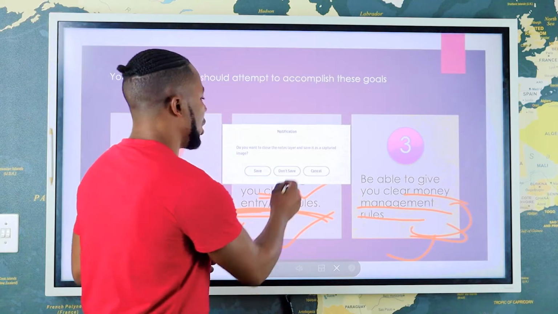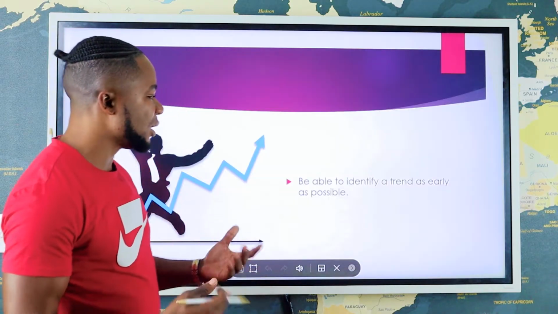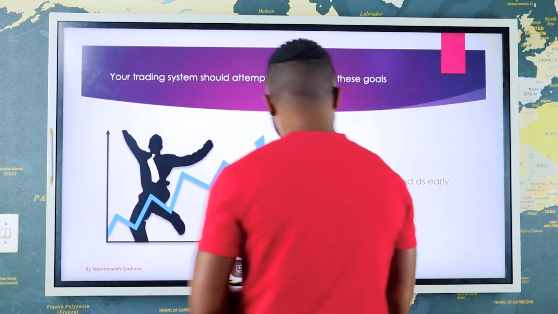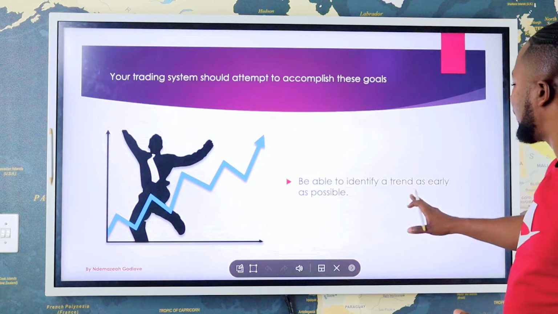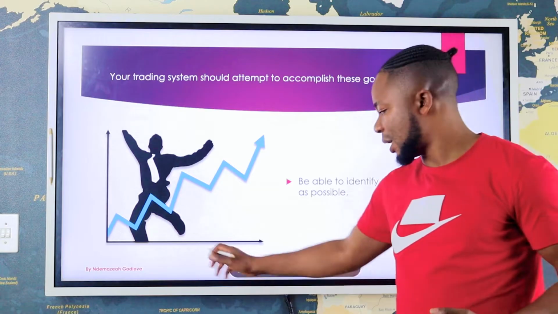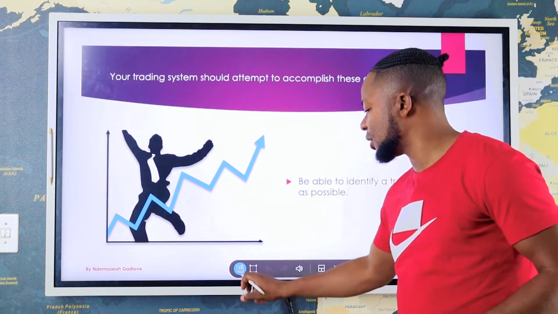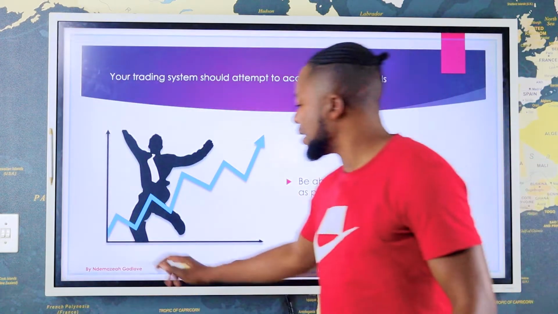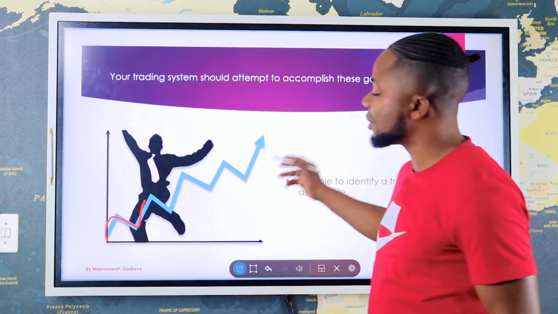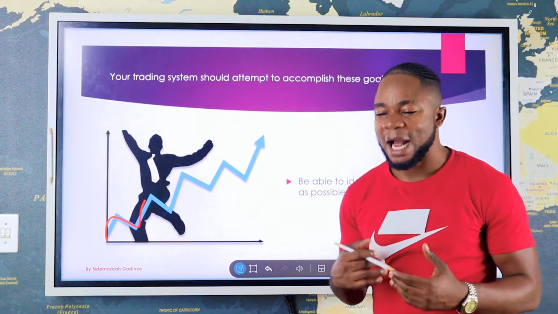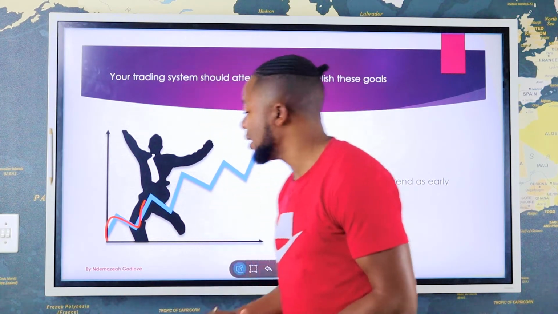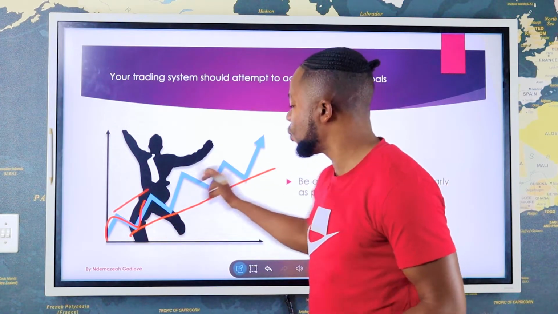Let's go into each of these steps in detail so that I can explain some few steps to you. So let's talk about being able to identify a trend as easily as possible. You can see this person here jumping and jubilating. You can see this is a clear trend, right? This is an uptrend. So if you are developing your own strategy, how easily can your strategy identify a trend as quickly as possible?